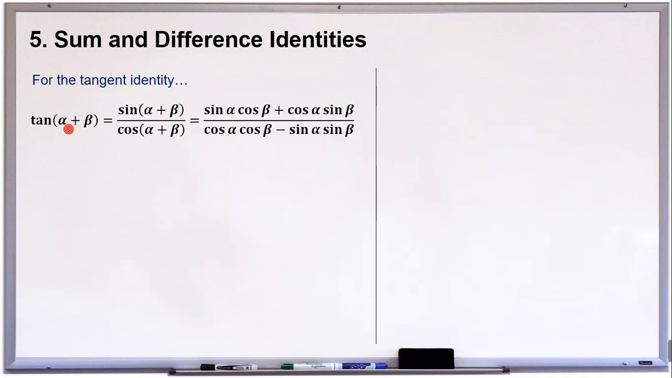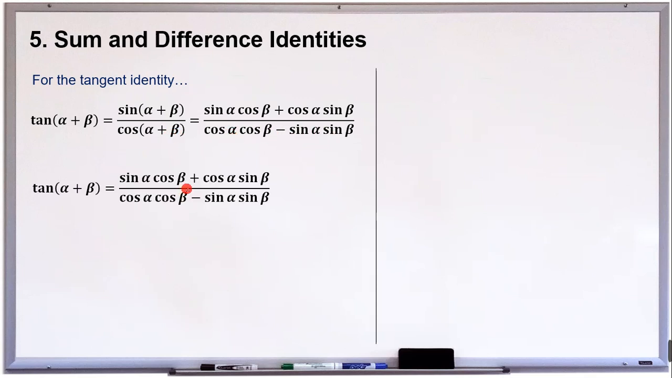So for the tangent, if we have tangent alpha plus beta, that is also equal to the ratio of the sine alpha plus beta all over the cosine alpha plus beta. We already know that one because the tangent of an angle is simply equal to the sine of the angle over the cosine of the angle. So we already derived an expression for sine alpha plus beta that is equal to this one, as well as for the cosine alpha plus beta, which is equal to this one.